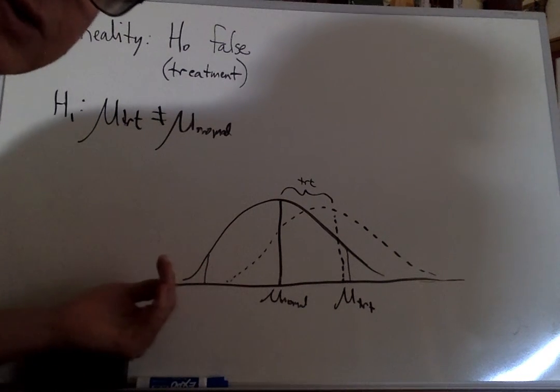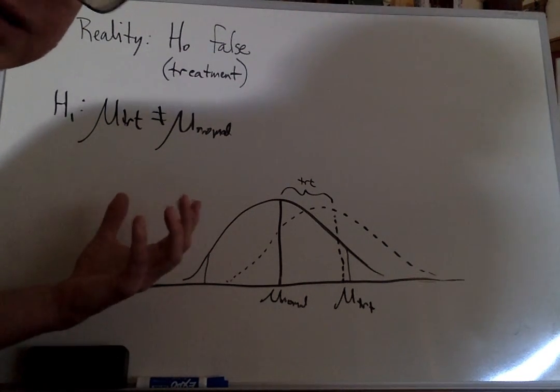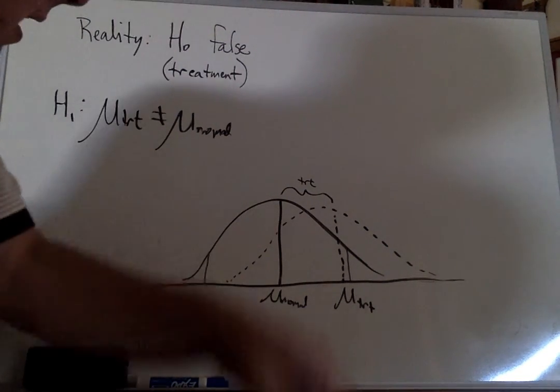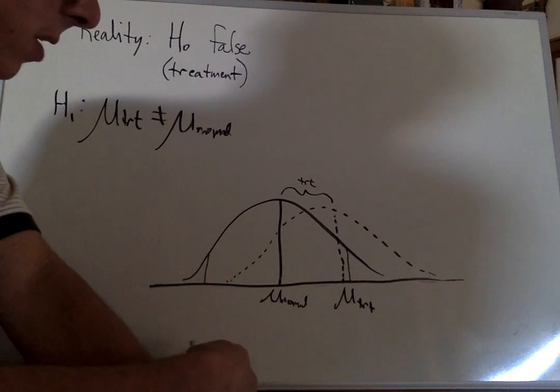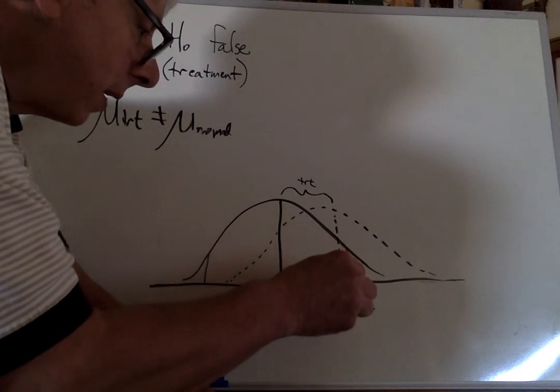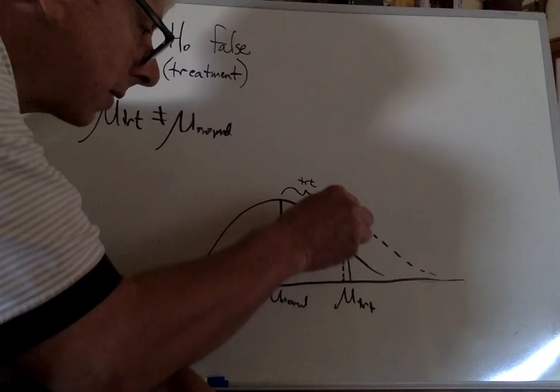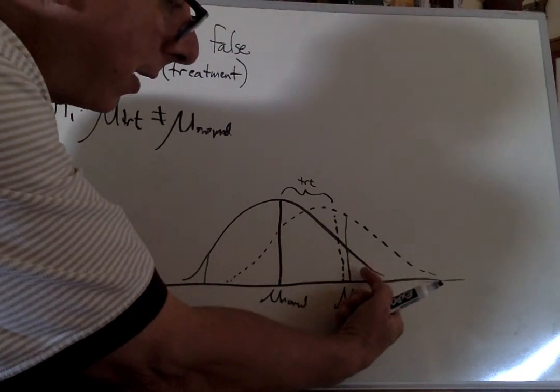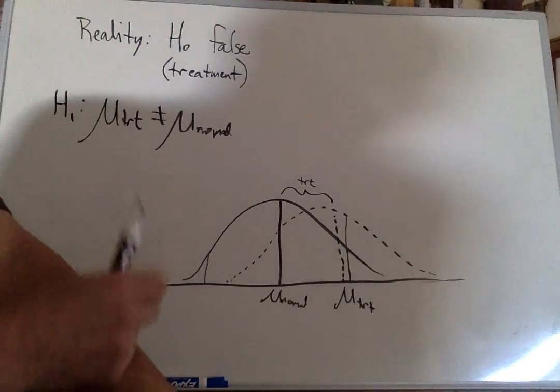And again, we want to be able to do this on the left side as well. It's not always to the right. And so, wow, I'm kind of screwed here because if we extend this z-score up like this, this is my power right here. That's it. Not much power, right?